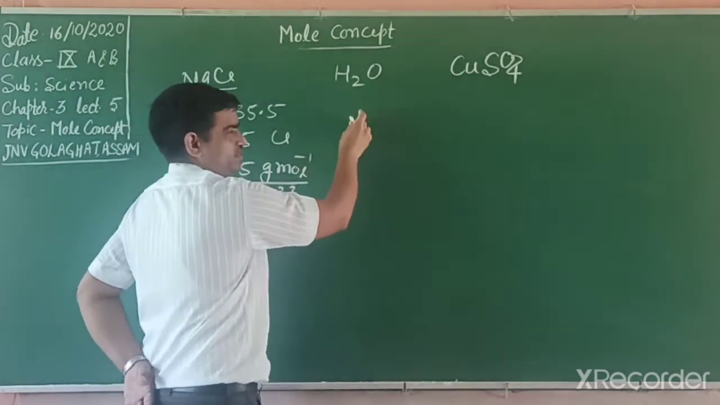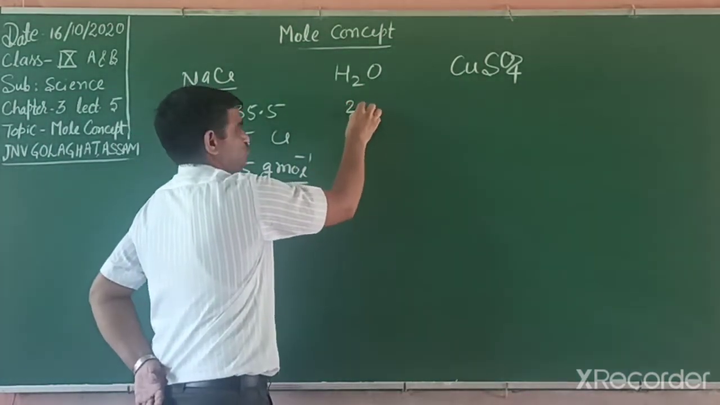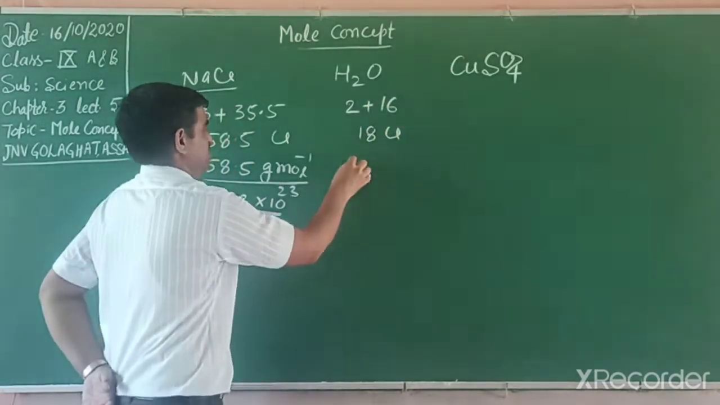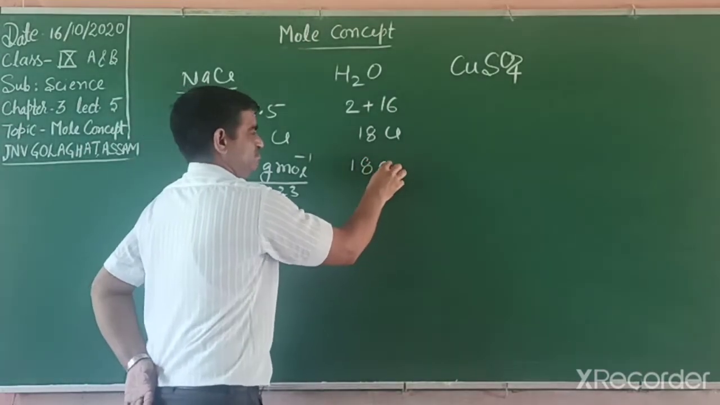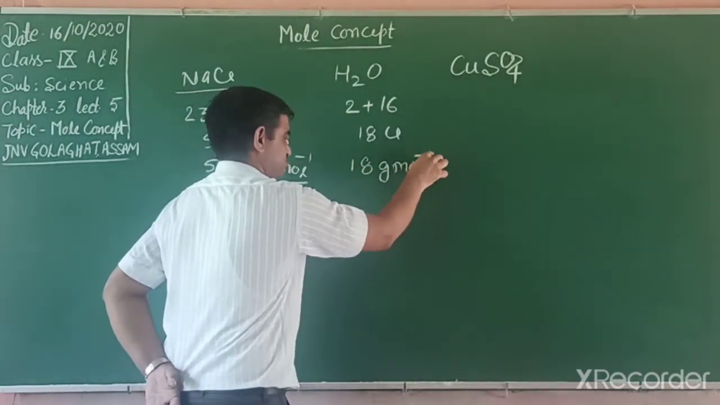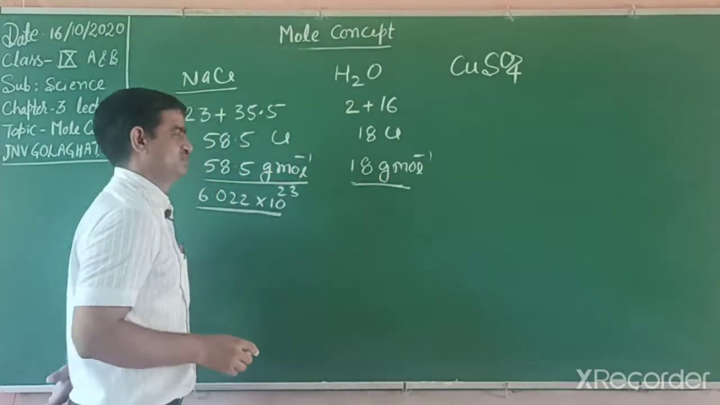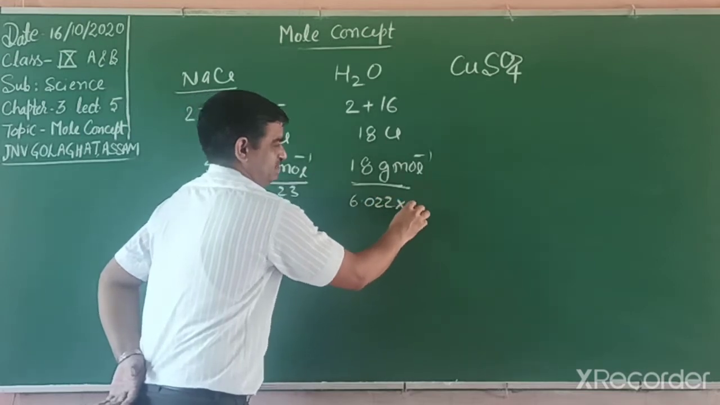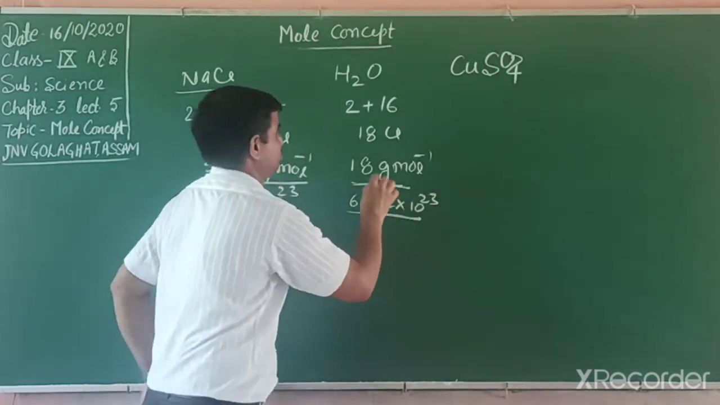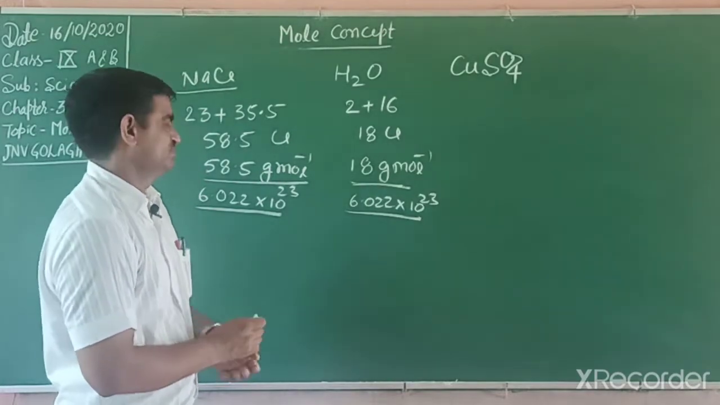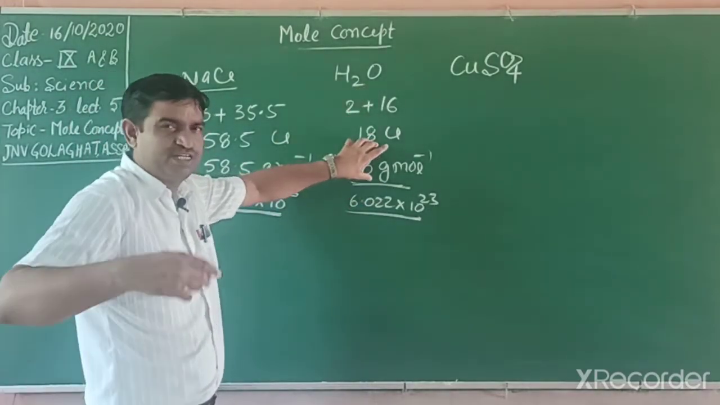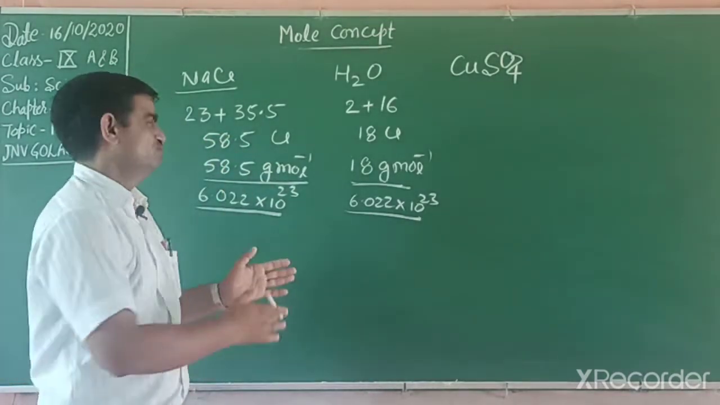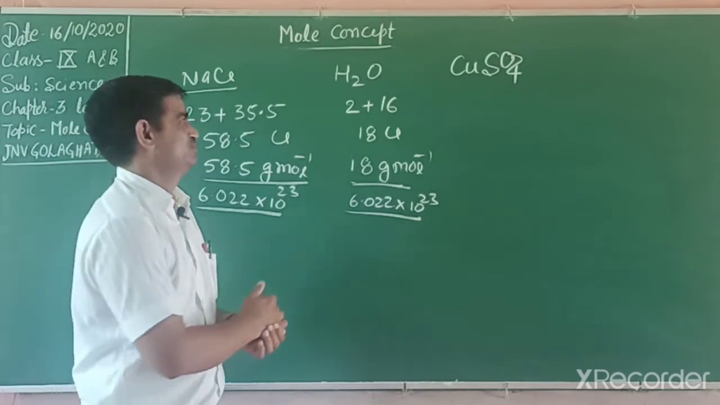Other one, water, we already discussed. 2 plus 16 means 18 U, that is 1 molecule mass. If you write 18 gram mole inverse, that is its molar mass, means it also has a similar number of molecules of water. That is the correlation, but water's molar mass is 18 gram only, sodium chloride 58.5 gram. That is different. Both have the same number of molecules.